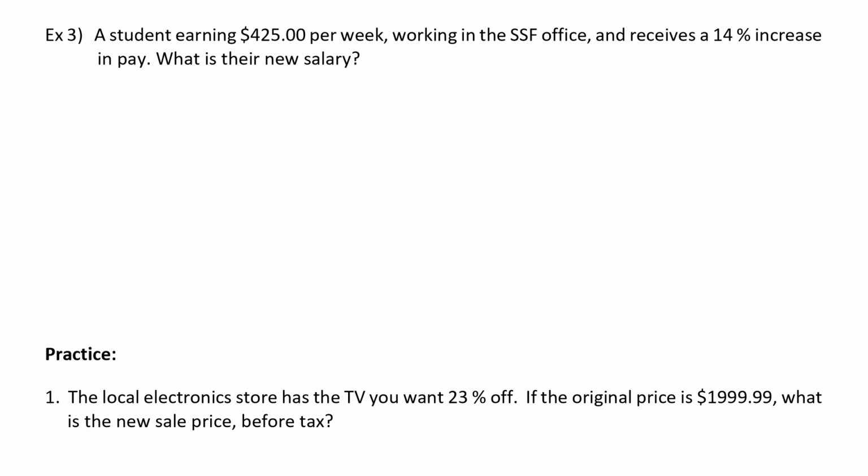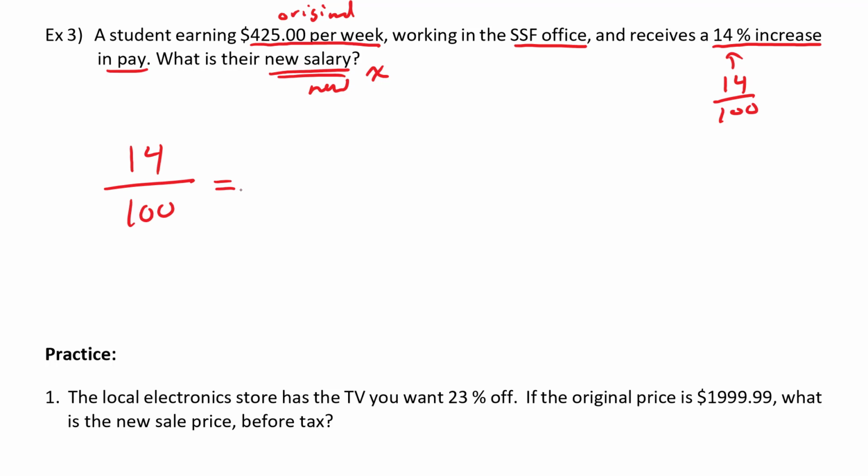Let's look at one more example together. A student is earning $425 per week working in the SSF office. This is the Seneca Student Federation office. They receive a 14% increase in their pay. What is the new salary? This is a percent change. However, we're asked to solve what the new salary is going to be. That's going to be my x value. This is my original salary. This is my new salary. My percent change is 14%, which is 14 over 100. Let's now build that equation. 14 over 100 equals my new salary, subtract the original salary, divided by the original.